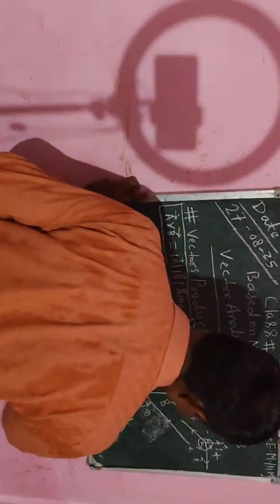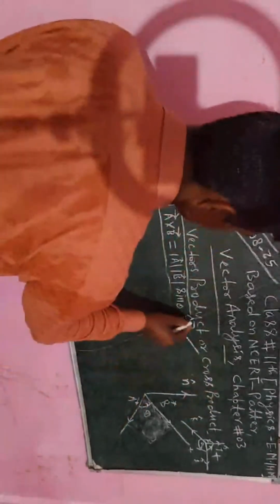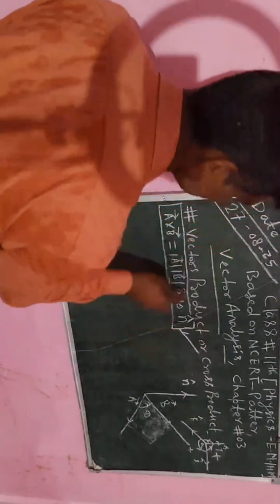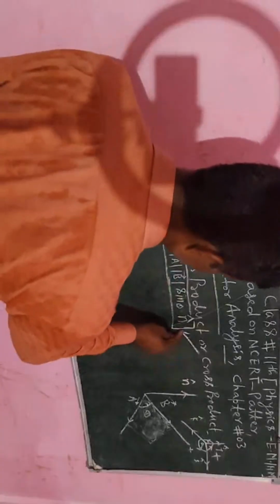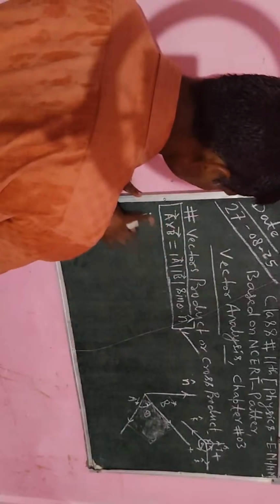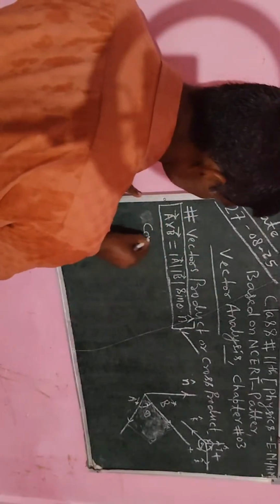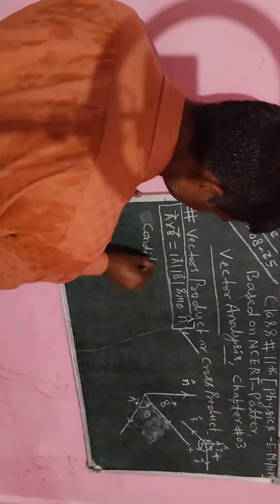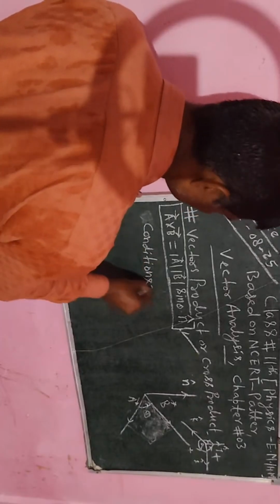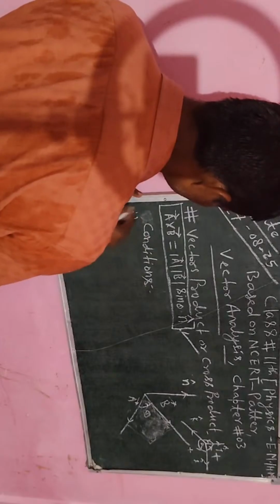For explaining its conditions. Now this is the formula of vector product, cross product. Each and every student has to remember this formula. Now condition number 1, here I will write conditions. So in condition I will say this is condition number 1.